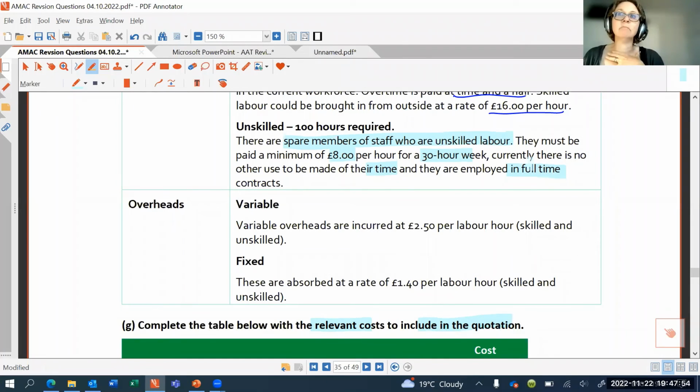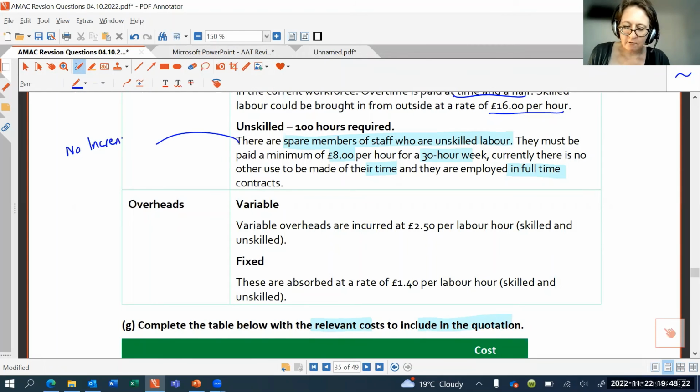And they're available. So is there any future cost associated with these people? Well, they are paid anyway. So yes, I pay them cash. Yes, I'm going to be paying them in the future, but am I going to be paying anything over and above what I pay already? Is there any incremental cost to this? And I would say no. There is no incremental cost.